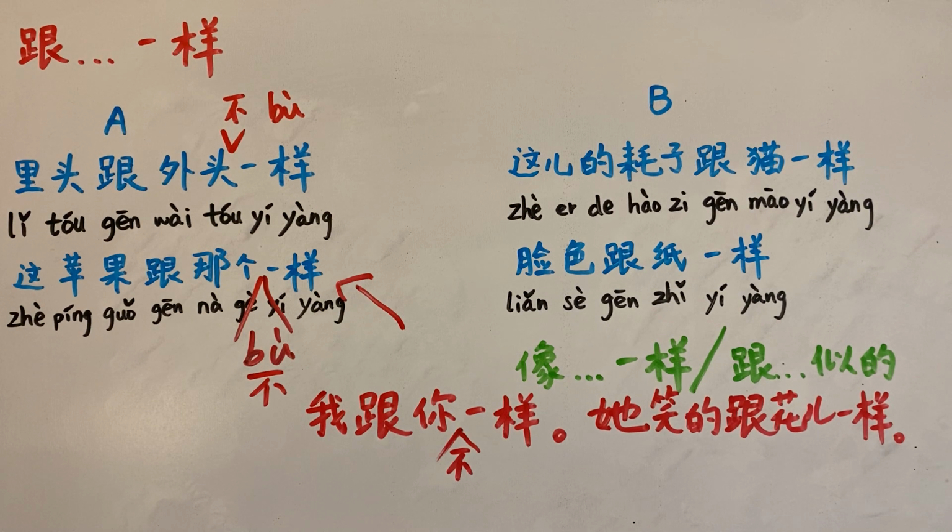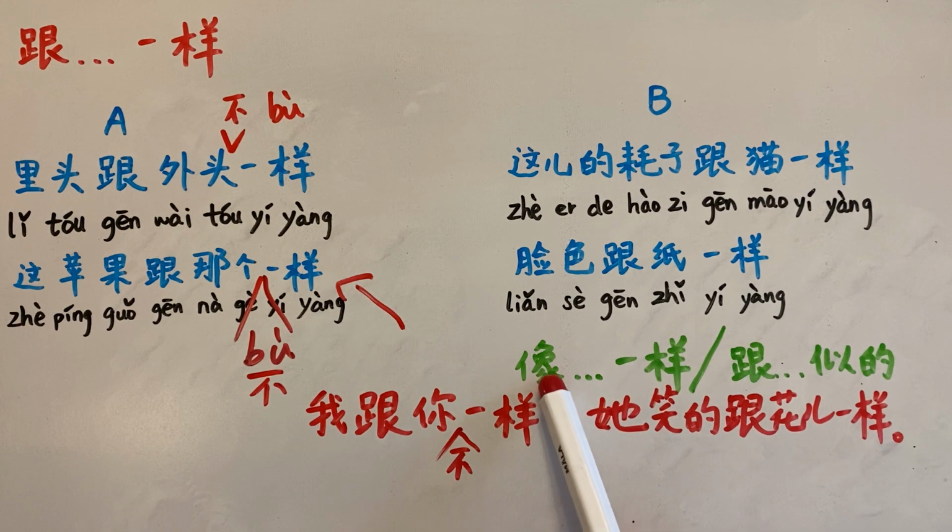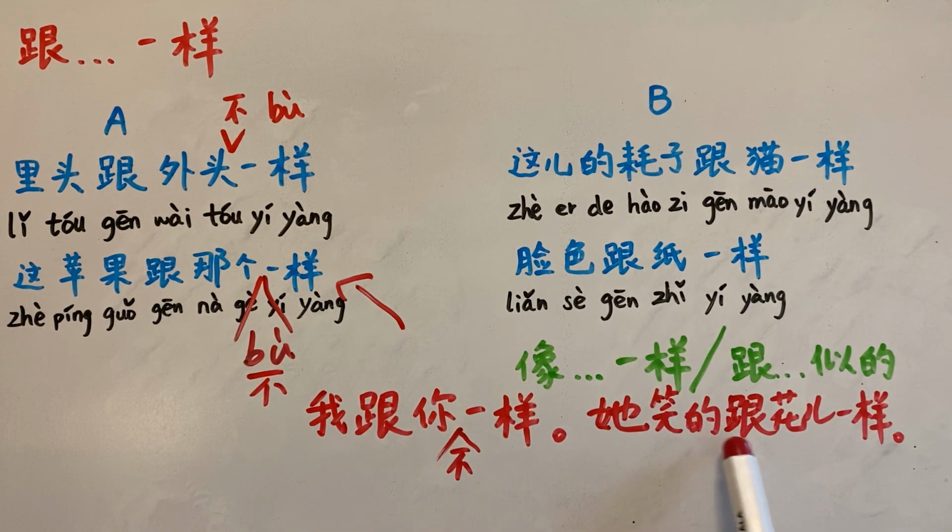So this is a metaphor, right? Because her smile and the flower are two different things. I'm making a metaphor. It's a rhetorical sentence. 她笑得跟花儿一样. You have to stress 花, flower, right? So you can also say 她笑得像花儿一样 or 她笑得跟花儿似的.